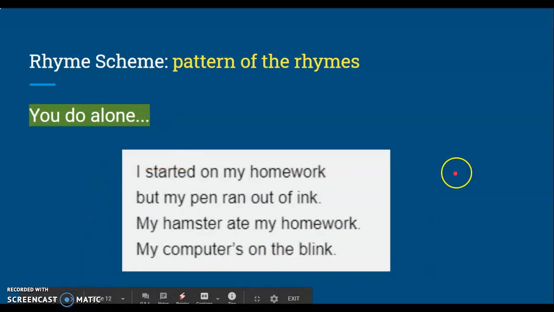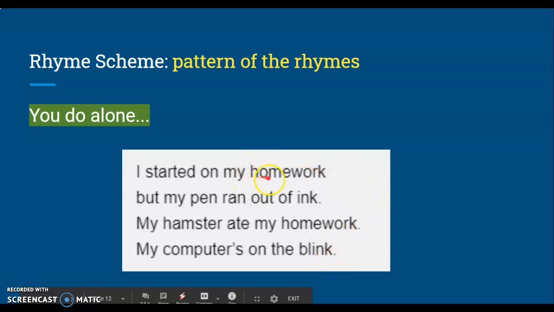All right, one more for you to do on your own. You're just going to type in your answer over on the chat. I started on my homework, but my pen ran out of ink. My hamster ate my homework. My computer's on the blink.